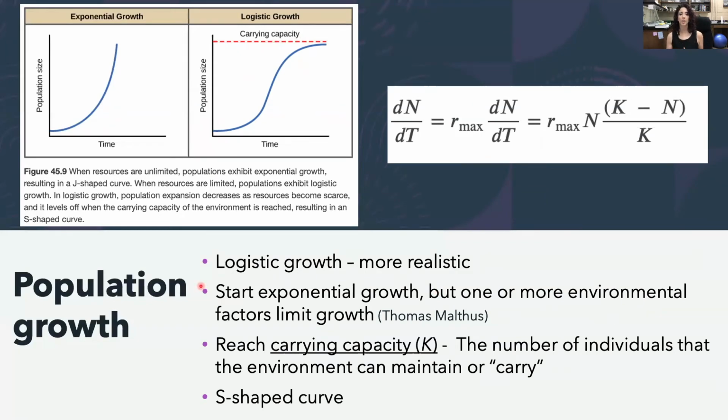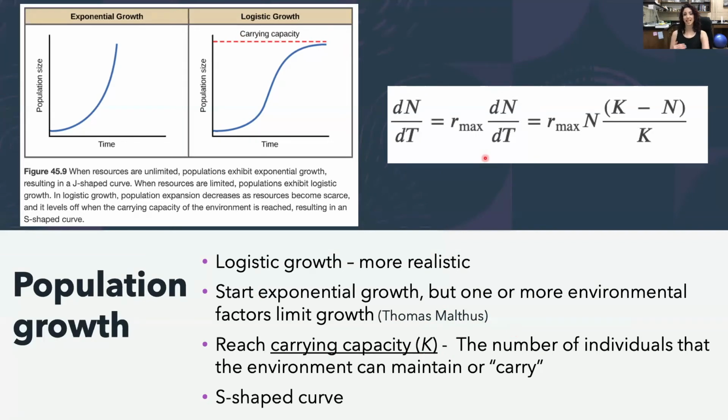And this all falls back on our economist, Thomas Malthus, with his idea of limiting factors in the environment, reducing the amount of individuals that can survive in a population. So this means that there is an upper limit called the carrying capacity for every environment, for every population. Okay, we can represent the carrying capacity with this term K. And K is the number of individuals that the environment can maintain or carry.